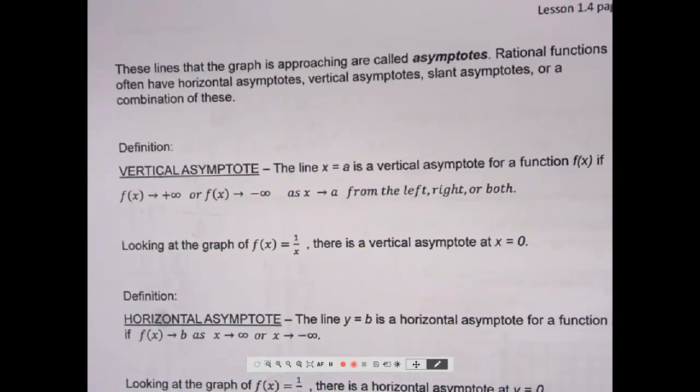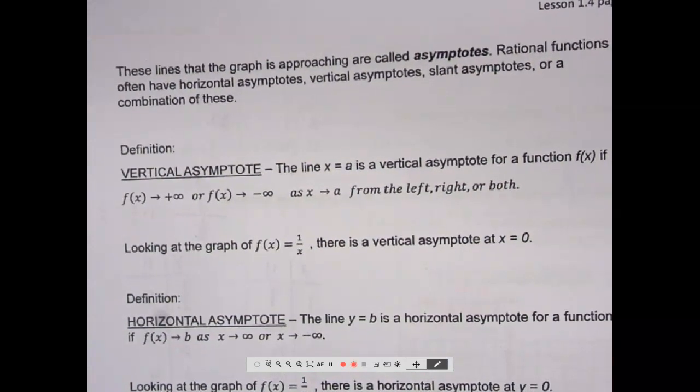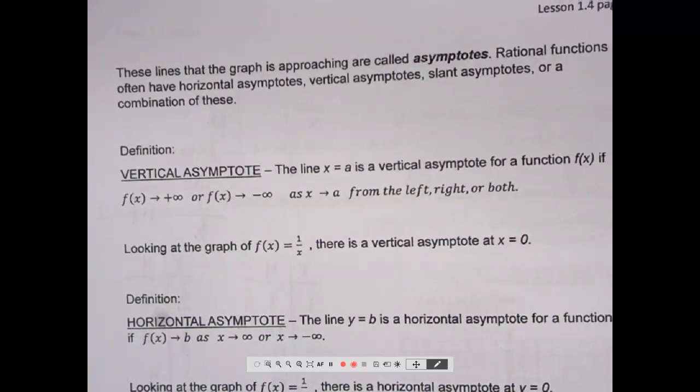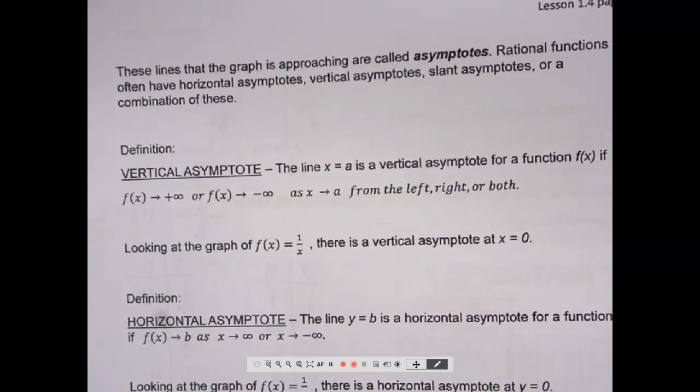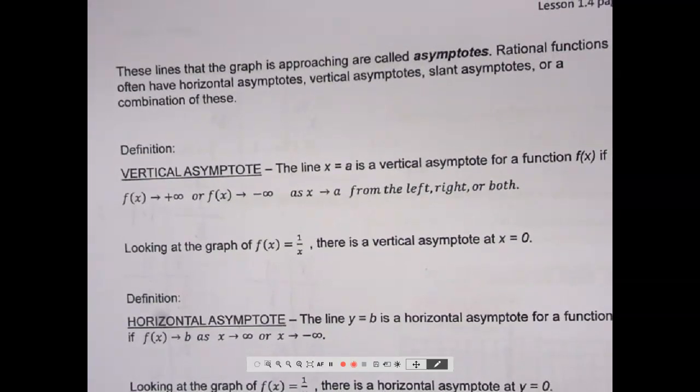Okay. So the lines that the graph is approaching are called asymptotes. There it is written again. Rational functions often have horizontal asymptotes, vertical asymptotes, slant asymptotes, or a combination of these. Okay, so for today, we're going to talk about the vertical and the horizontal.